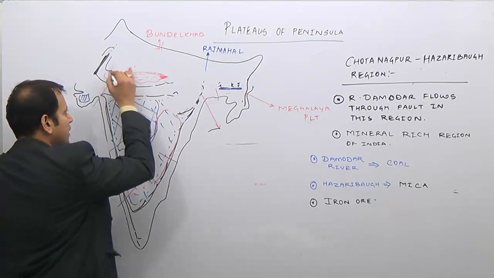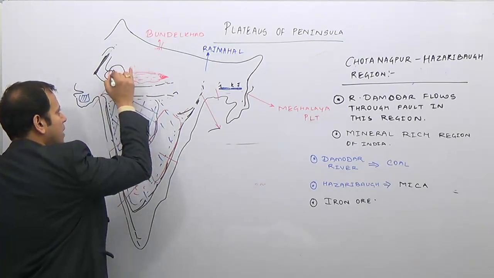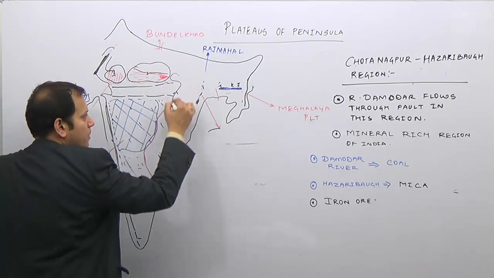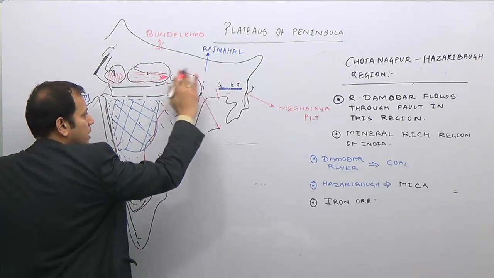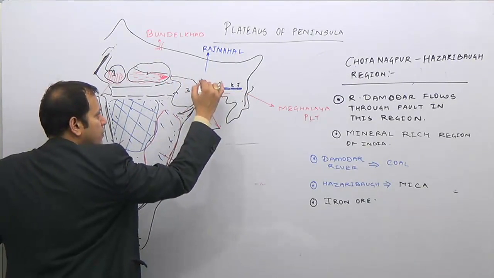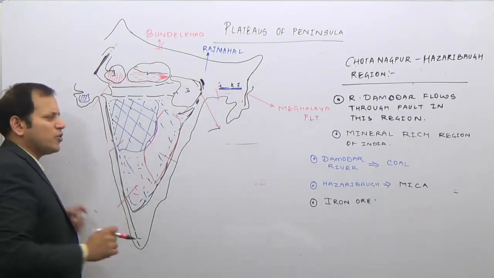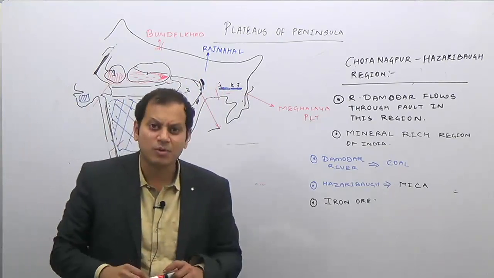So what have we studied? We have studied the Malwa Plateau, the Bundelkhand and the Baghelkhand region. Obviously the Bundelkhand is to the top, and we have studied the Chota Nagpur Plateau region. Also I have told you where the Rajmahal Hills are located. The Rajmahal Hills are located here. They do not form part of the Chota Nagpur Plateau.